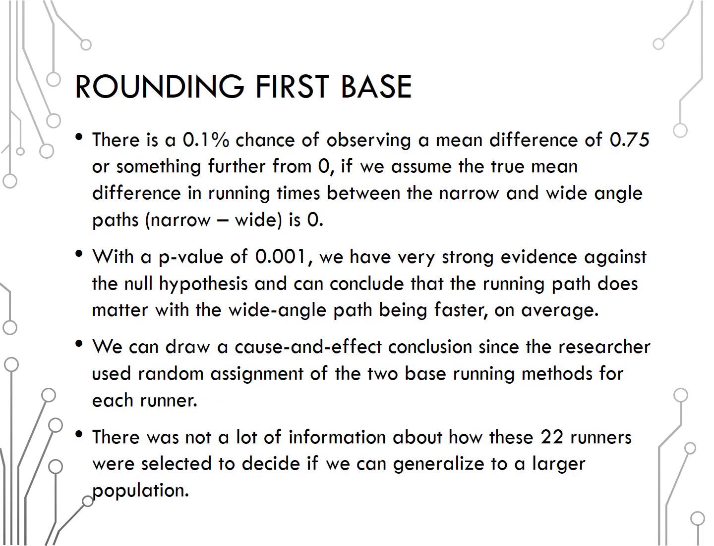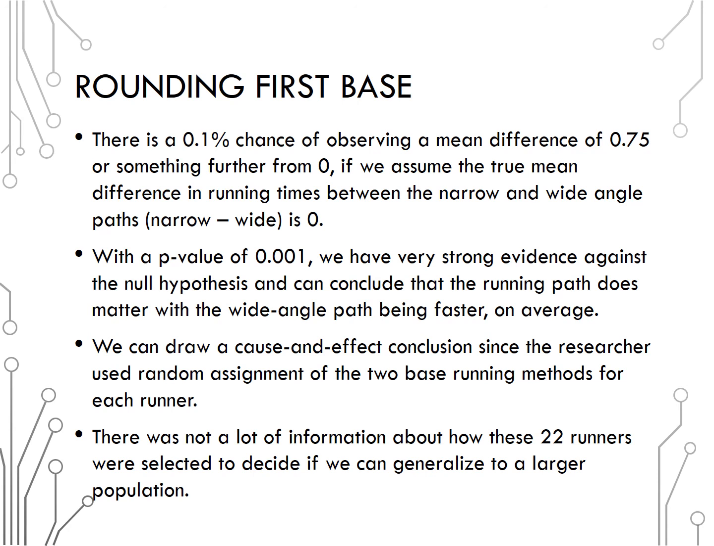With a p-value of 0.001, we can state that there is a 0.1% chance of observing a mean difference in running times between the narrow and wide paths of 0.075, or something further from 0, if we assume that running path does not matter and that the true mean difference in running times between the narrow and wide angle paths are the same. We can conclude that there is very strong evidence against the null hypothesis, and therefore state that the running path does matter, with the wide angle path being faster than the narrow angle path on average.